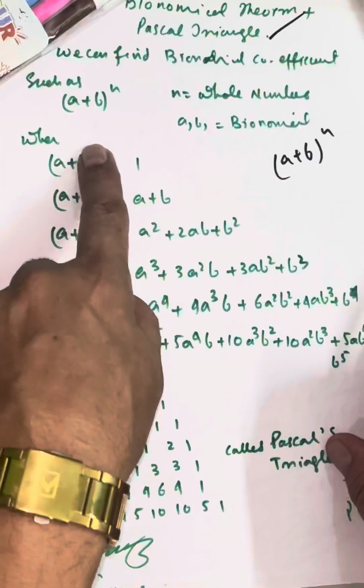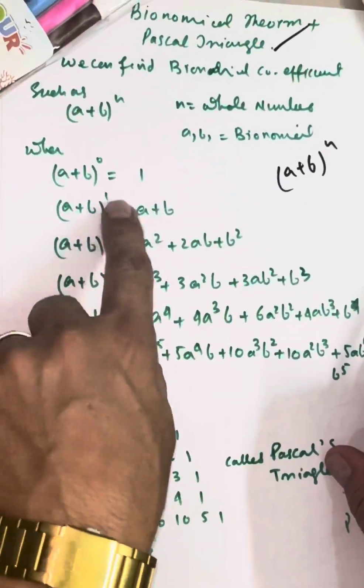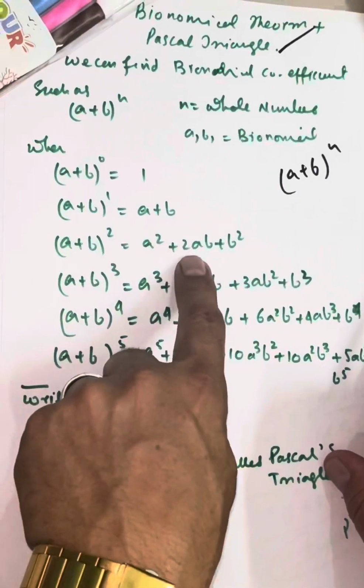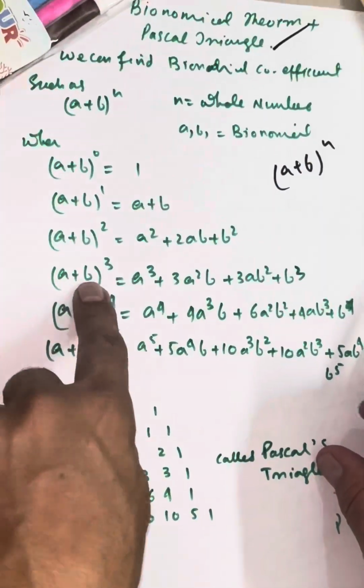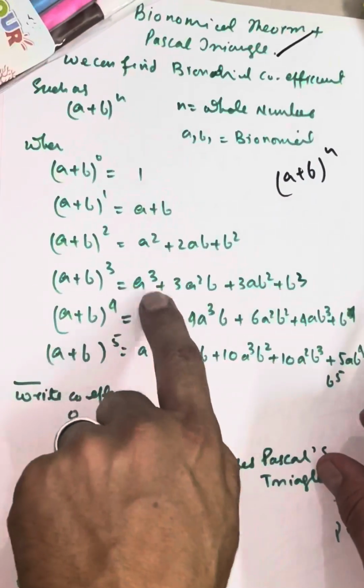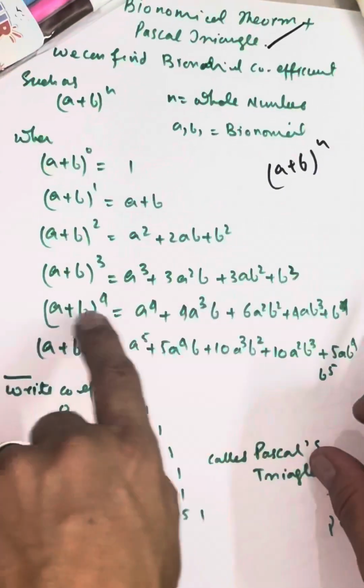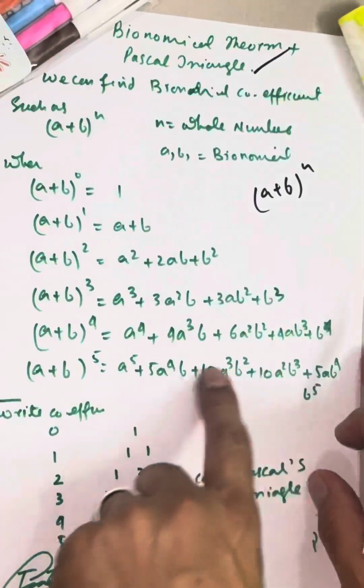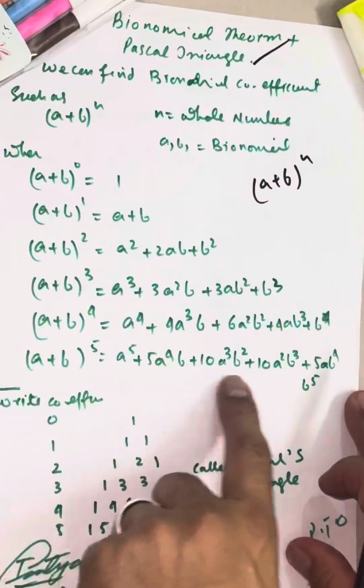So a plus b to the 0 is equal to 1, a plus b to the 1 is equal to a plus b, a plus b whole squared is equal to a squared plus 2ab plus b squared, a plus b cubed. When you split it, a cubed, 3a squared, like this. a plus b to the 4, when you split it, a to the 4, you get this one, and a plus b to the 5 you get this one.